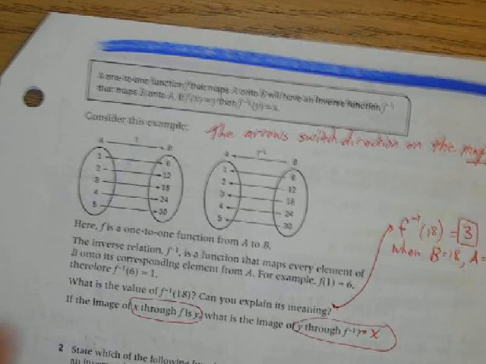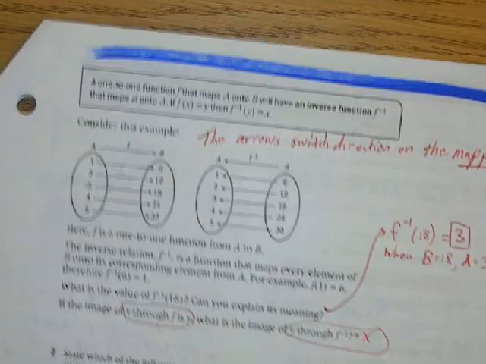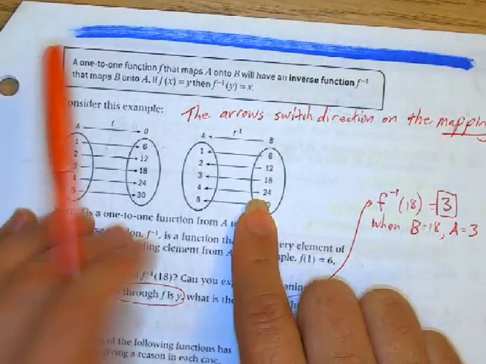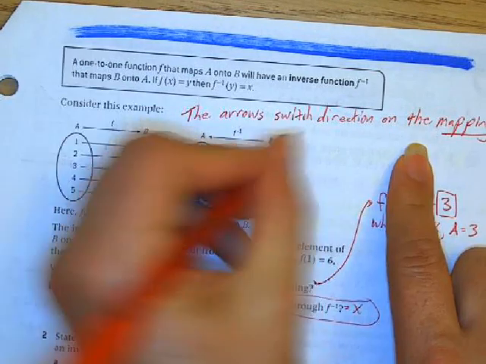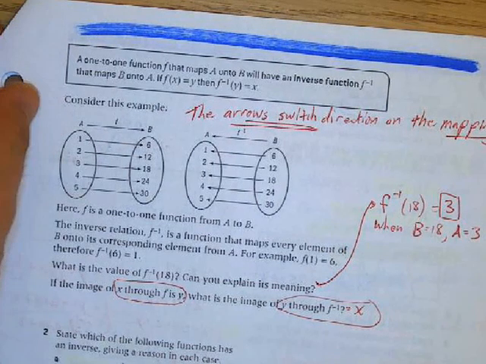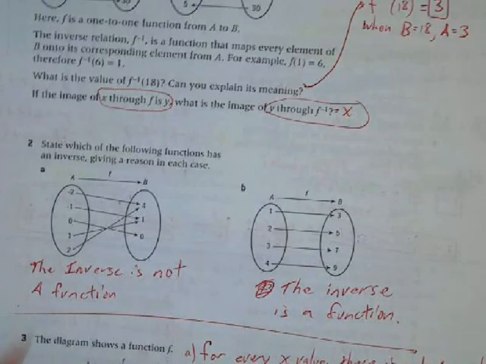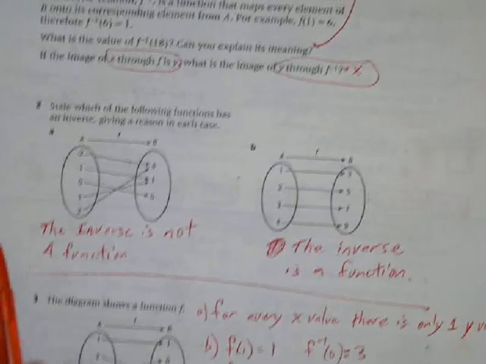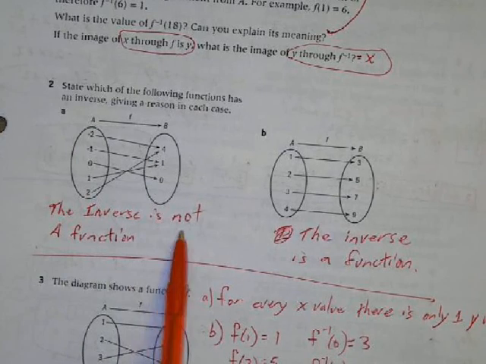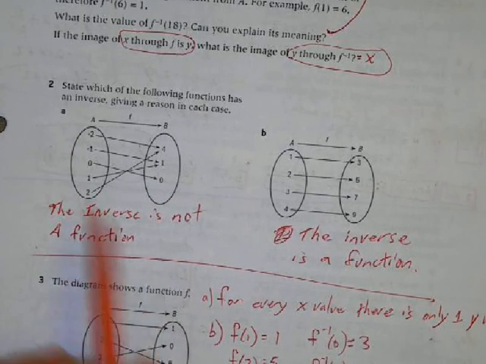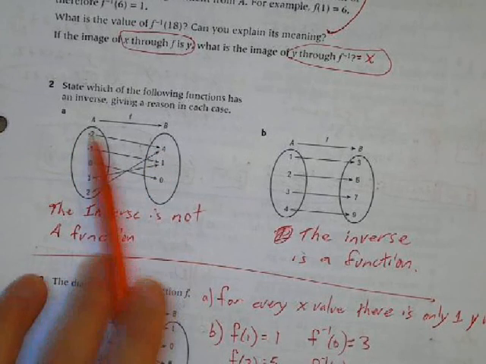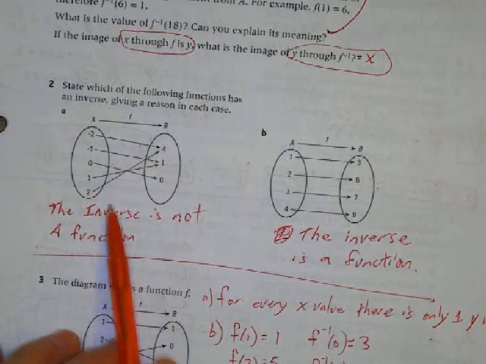Okay, so if we get mapping, for the inverse, notice they kept the bubbles in the same place, but they switched the direction of the arrows. Okay, when you do inverse with mapping, state which ones are going to have inverses. So this is not going to, the inverse is not a function here, because you have one to many, and this is a function.